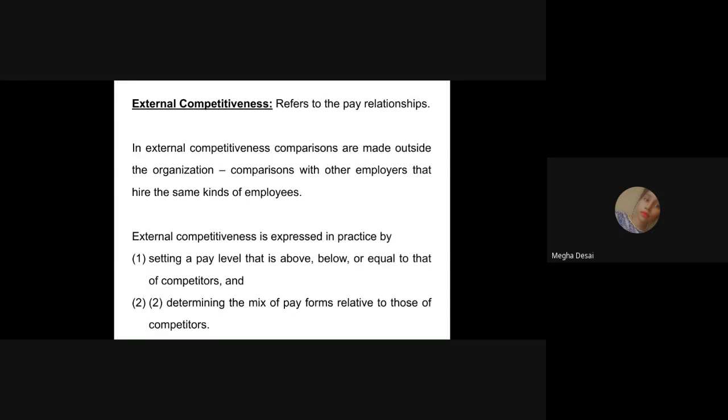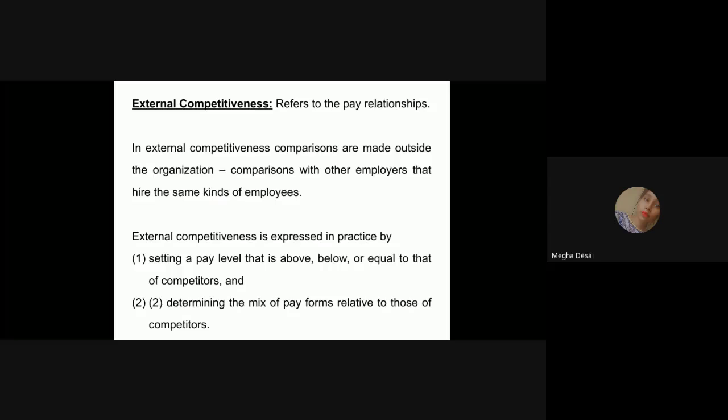Now, whatever pay those people are paying for different levels in the organization, the same levels we may also have in our organization. We are going to set a pay level, maybe something above the competitors. Somehow we will come to know what those people are paying. We do some research. We have that in our coming slides, where we are going to do some pay surveys with respect to compensation.